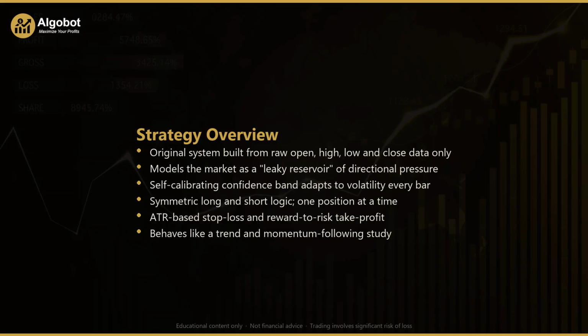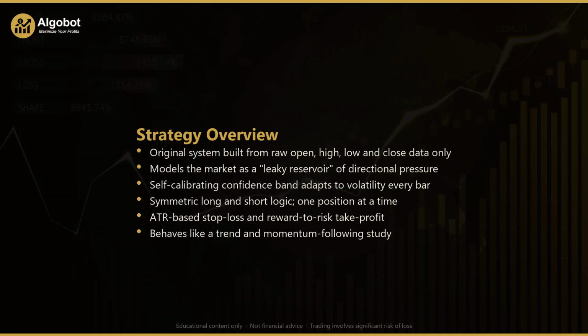The idea is borrowed from physics. Imagine a reservoir, a tank that slowly fills with what we might call directional pressure. Every time a bar closes, the strategy measures how far price actually traveled compared with a typical bar's range. If price made strong net progress in one direction, the reservoir fills a little more on that side. If the bar was just churn back and forth with nothing to show for it, very little is added. And critically, the reservoir leaks. Old pressure decays away over time, so the level always reflects recent behavior rather than ancient history.